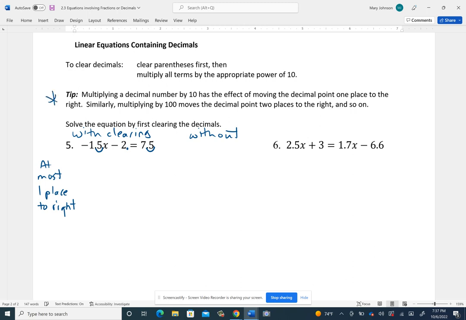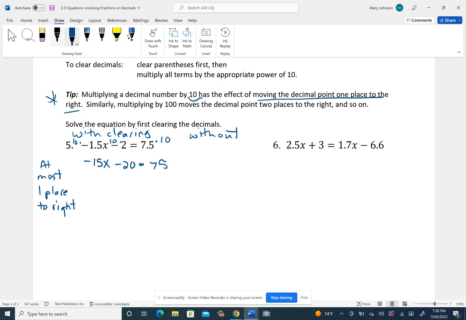So this tip is what I'm going to use. If you multiply a number by 10, it moves the decimal point one place to the right. If you multiply by 100, it moves it two places to the right, and so on. So here, there's one place to the right of the decimal. I want to multiply by 10 everywhere, so I'm going to do 10 times everything on the left side and the right side. 10 times 1.5 turns out to be 15. 10 times 2 is 20. 10 times 7.5 is 75. So I now have an equation that doesn't have decimals in it anymore.